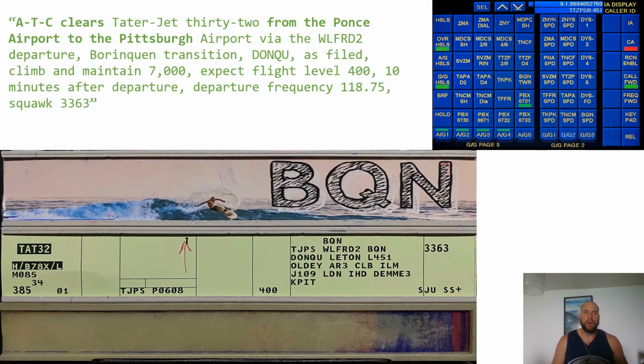Without further ado, ATC clears TaterJet 32 from the Ponce Airport to the Pittsburgh Airport via the Wilford 2 departure, Borinquen transition, Donku as filed. Perfect. It's an abbreviated departure clearance. We gave the initial route segment. We have all kind of good information there. No need to go any further than that.